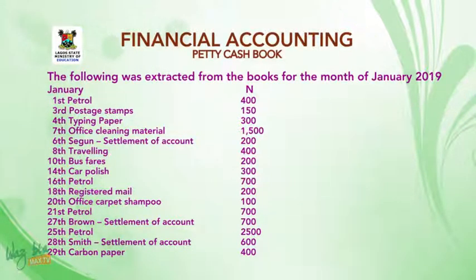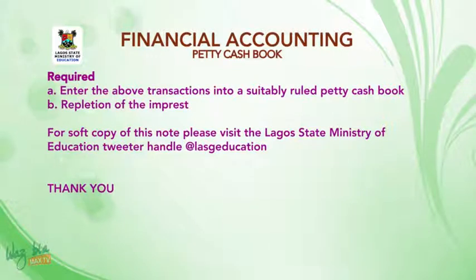16th, petrol, 700 naira. 18th, registered mail, 200 naira. 20th, office carpet shampoo, 100 naira. 21st, petrol, 700 naira. 25th, petrol, 700 naira. 27th, Brown settlement of account, 2,500 naira. 28th, Smith settlement of account, 600 naira. 29th, carbon paper, 400 naira. Required: A. Enter the above transactions into a suitably ruled petty cash book. B. Replenish the impress.